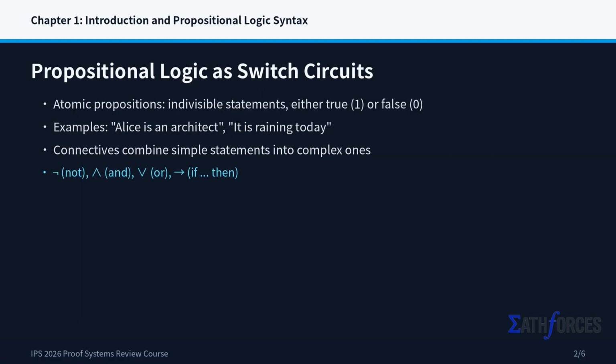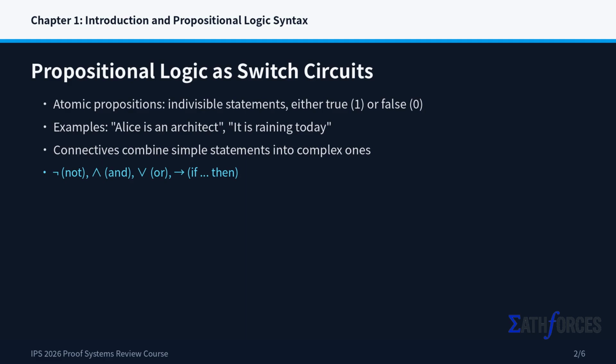A proposition is a statement that can be true or false. For example, "Alice is an architect" is either true or false. In this simple setting, there is no third option. Such indivisible statements are called atomic propositions.